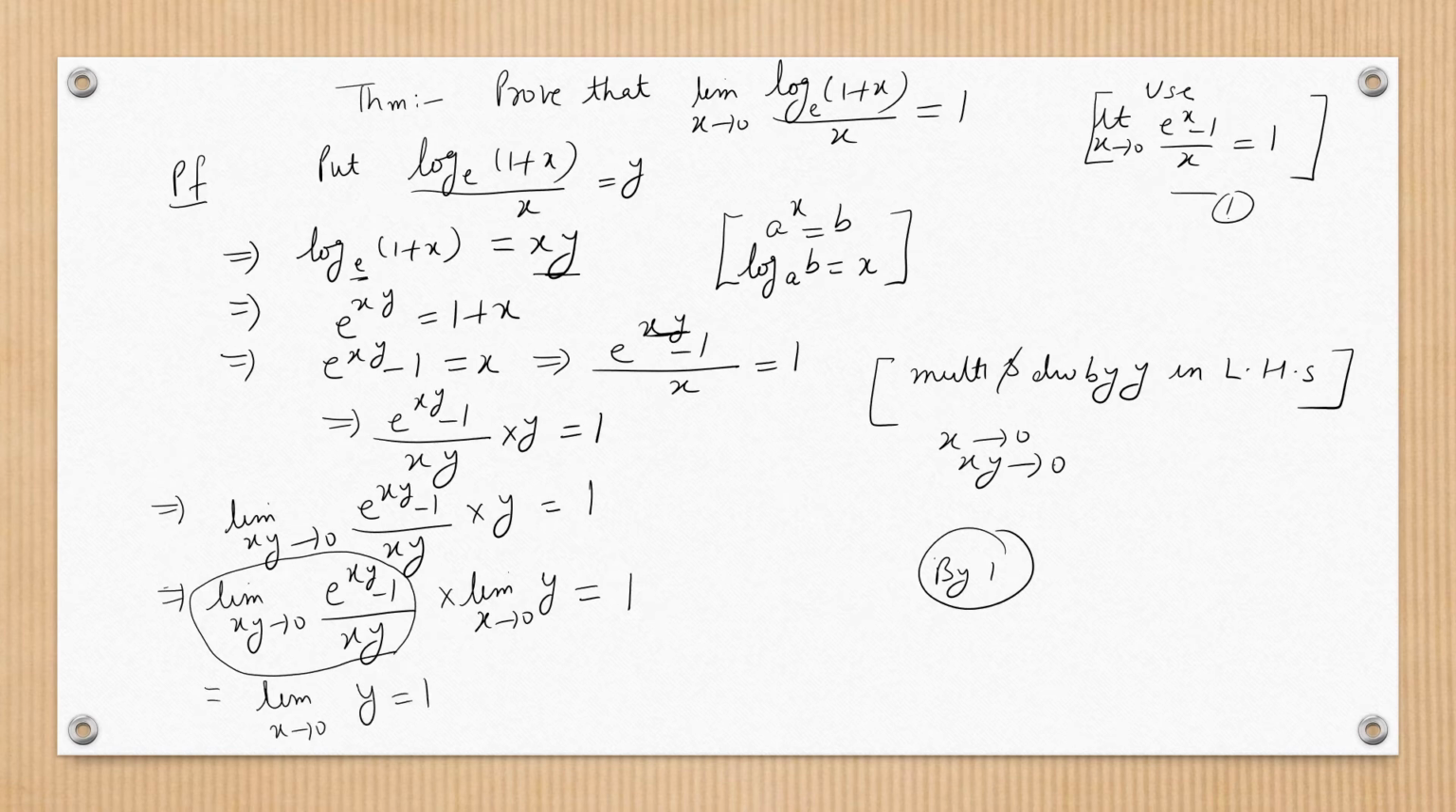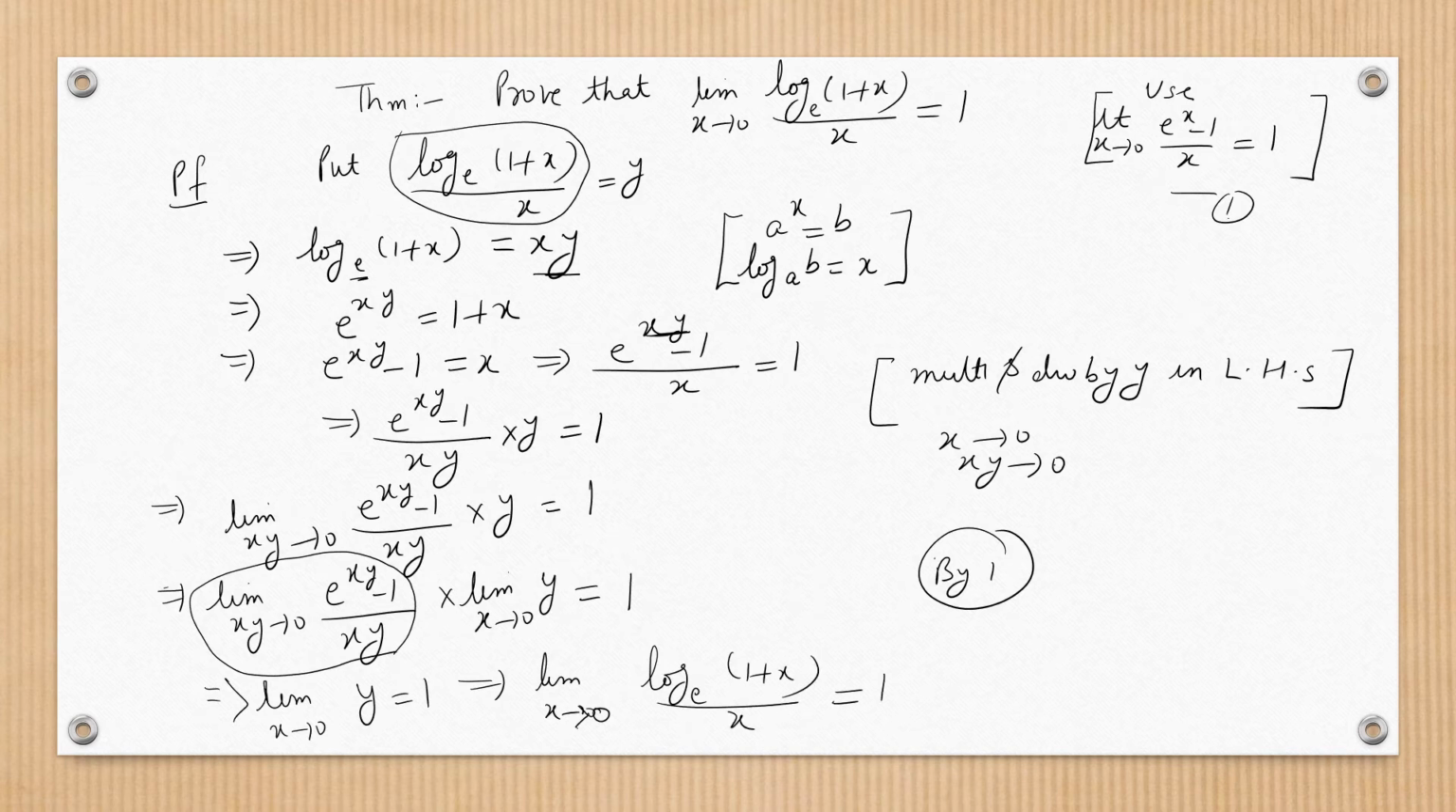Okay, now who is y? y is what we substituted. So I get limit x approaches to 0 of log to the base e of (1 plus x) upon x, that is equal to 1. Okay, so this is our desired result.